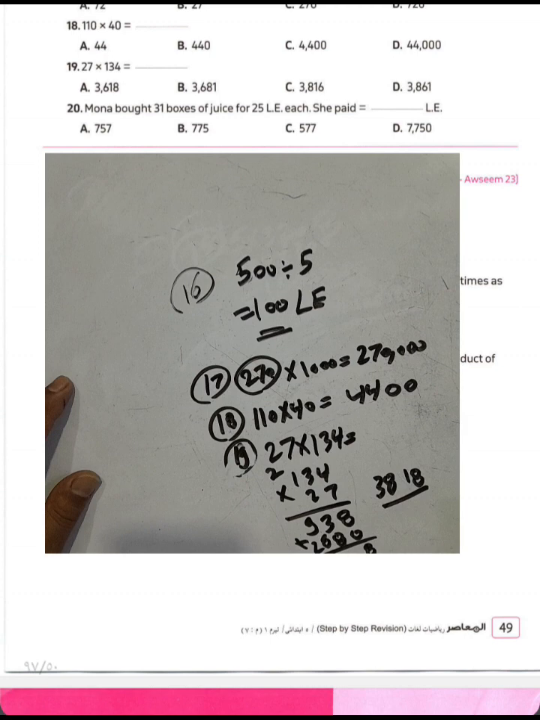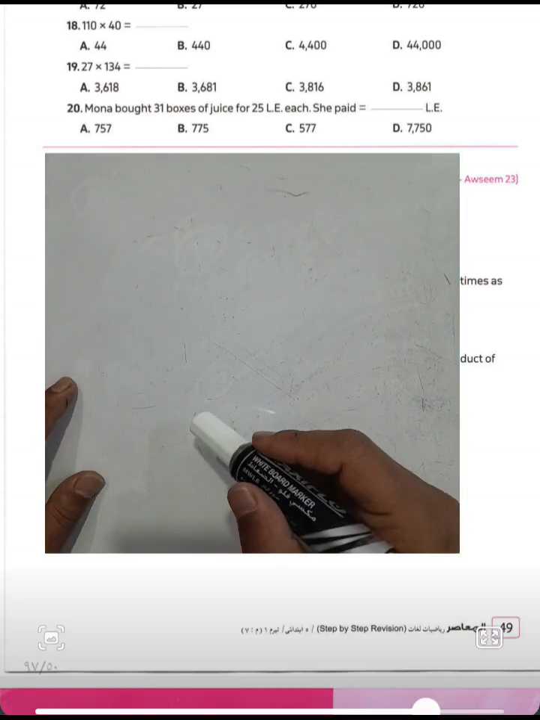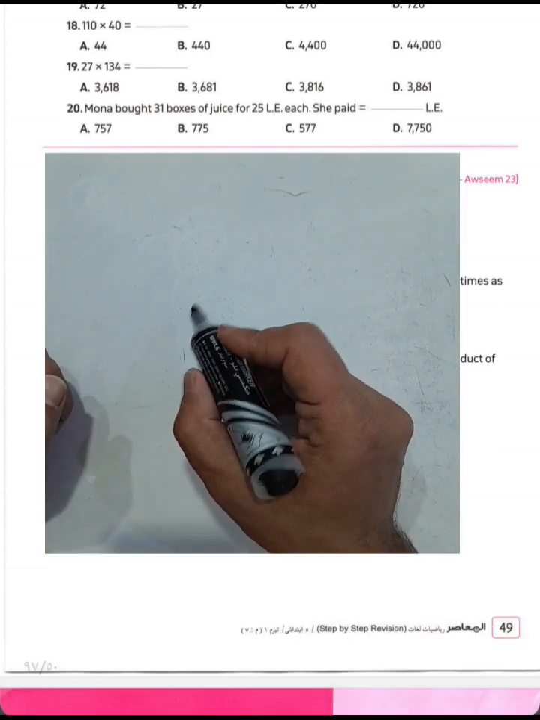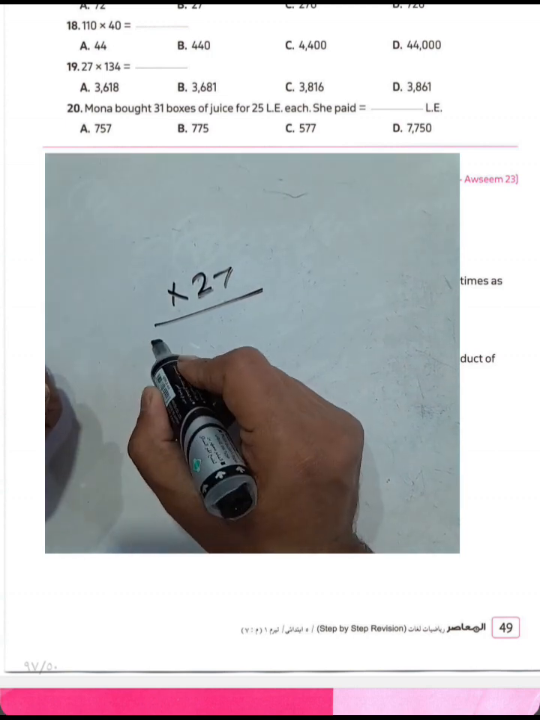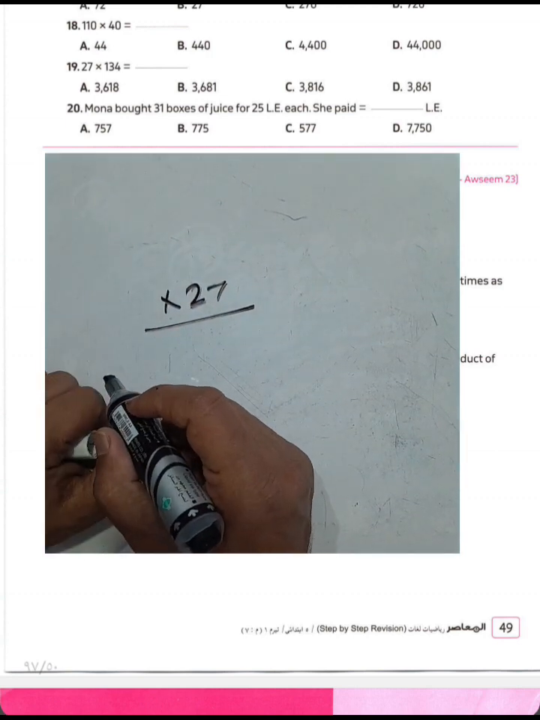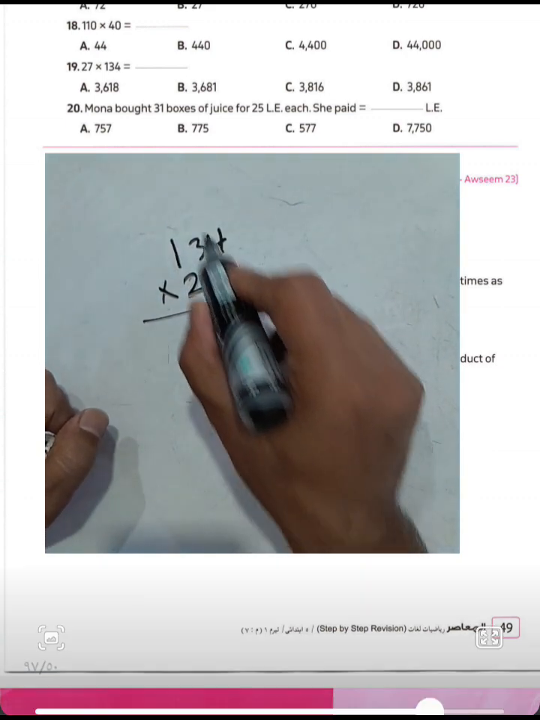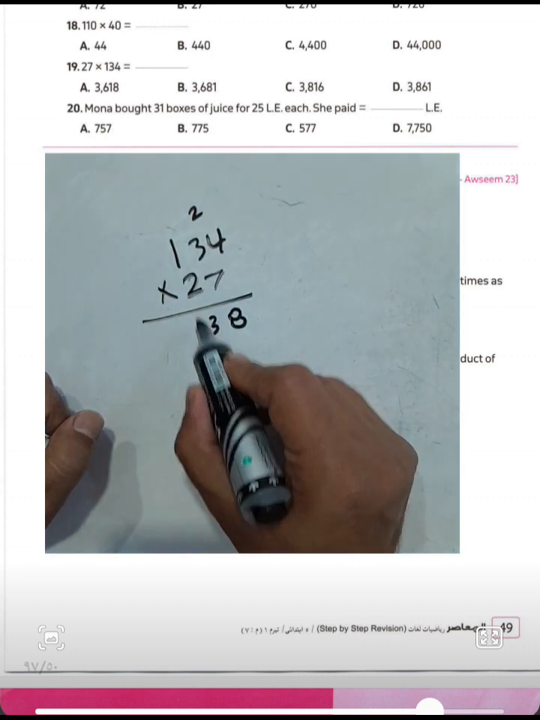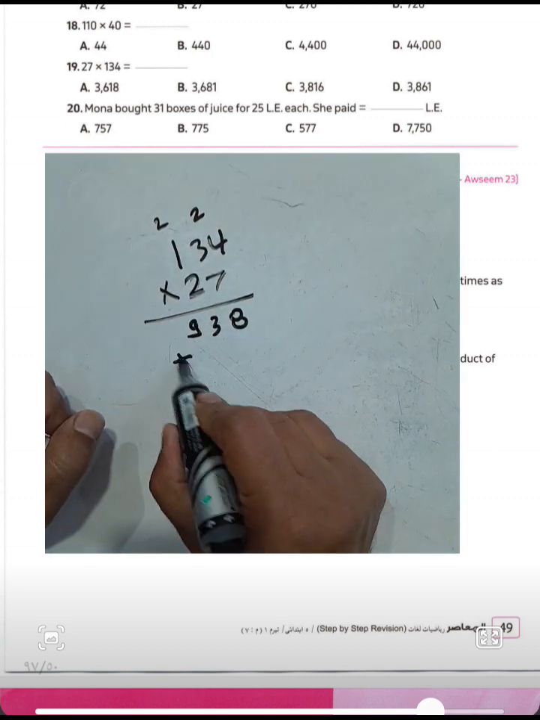Okay, I will solve this example again step by step. Okay, my students. Multiplication of two numbers. 134 times 27. 4 times 7 equals 28. Write 8 and carry up 2. 3 times 7 equals 21 plus 2 equals 23. Write 3 and carry up 2. 1 times 7 equals 7 plus 2 equals 9 plus 0.